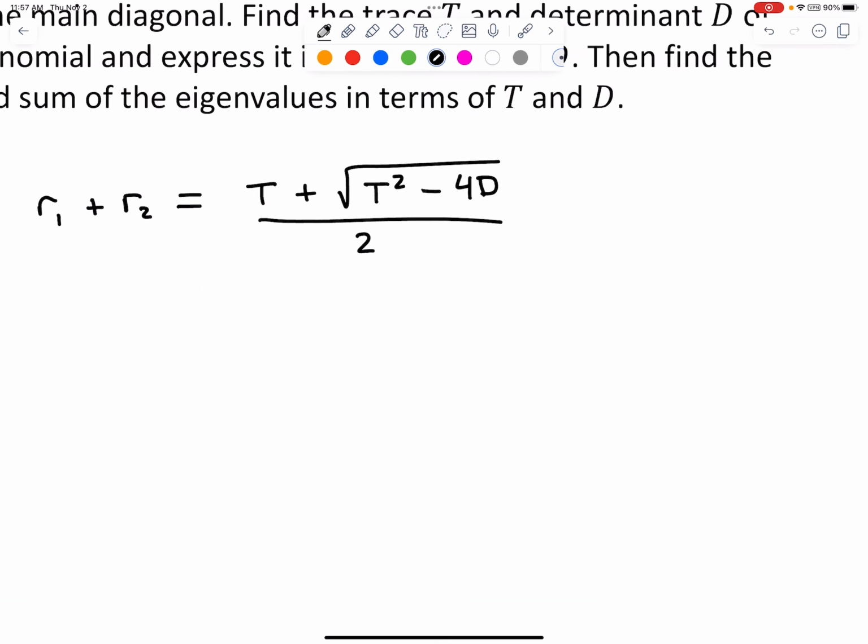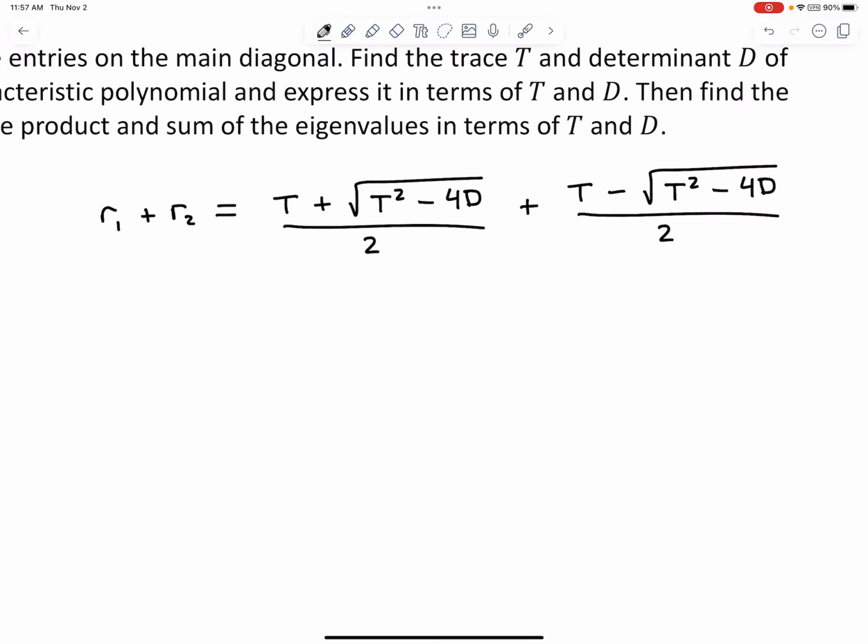So here's the first eigenvalue, and we'll add to that the second eigenvalue. Now these have a common denominator already, so I can just add the two numerators. And when I do that, the T's will add to become 2T, but the two radicals will cancel each other. And all of this will be over the common denominator of 2. So this will boil down to 2T over 2, which we just get T, which is the trace. So this simplifies nicely.